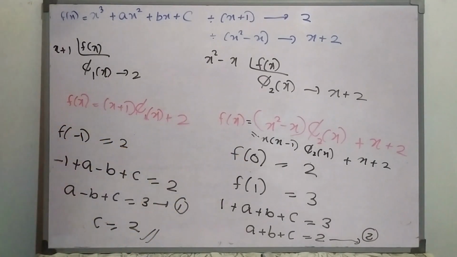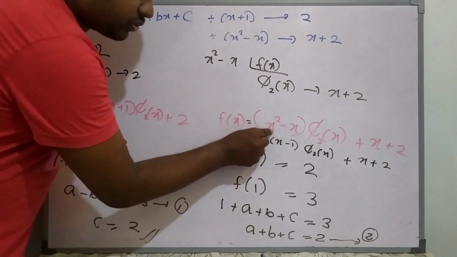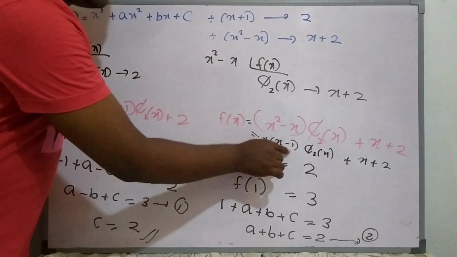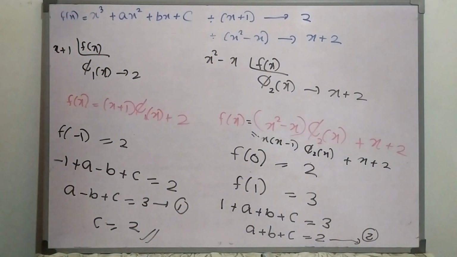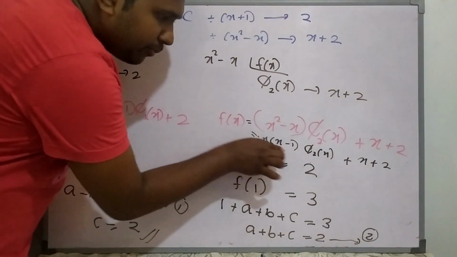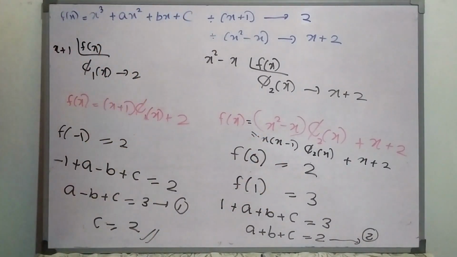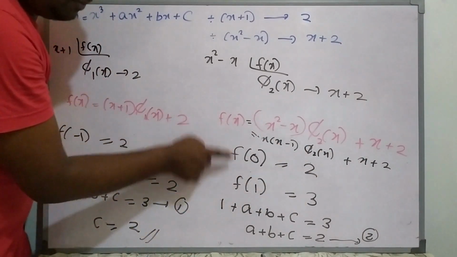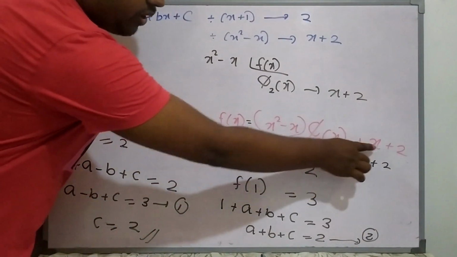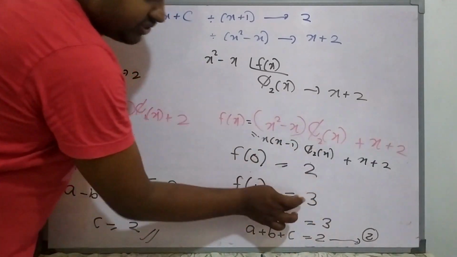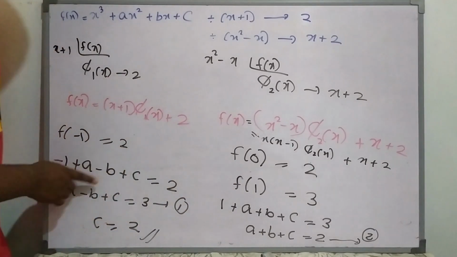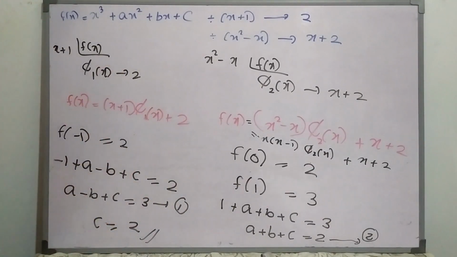So what is that? Actually x squared minus x, you can pull x out, right? Then x minus 1 psi 2x and plus x plus 2, right? And also you can put x equal 1 for the formula, then the psi 2x becomes 0. So then it will be f1, the whole thing is 0, and 1 plus 2 is 3. So this is my next equation. So 1, 2 and 3. We have three equations right now.